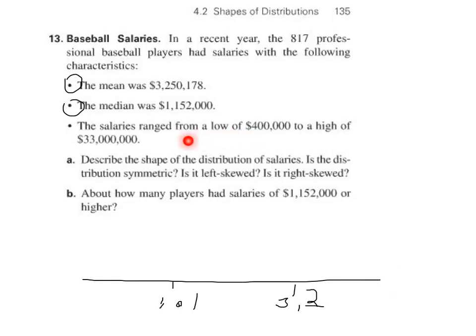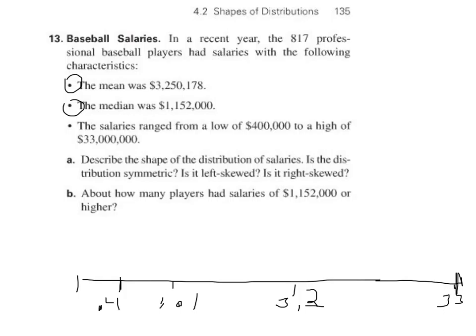In fact, I guess I can add in the rest of that data. I know the low is 400,000, so let's see, that's about half. If this is 0, 400,000 would be about 0.4 million, and 33 million would be way up here off my screen.